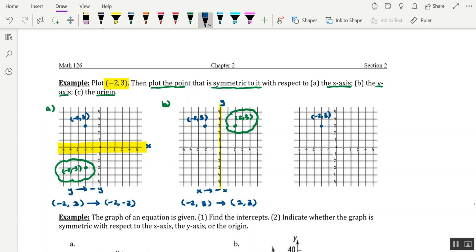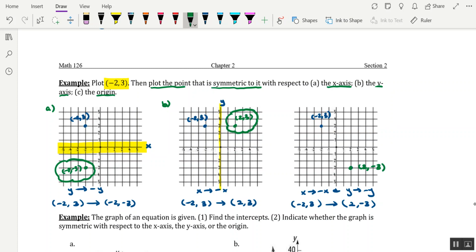Now for the origin, we want to turn both coordinates into their opposites. So negative 2, 3 correspond to positive 2, negative 3. And if we plot that point, we end up with a point that's in quadrant 4.